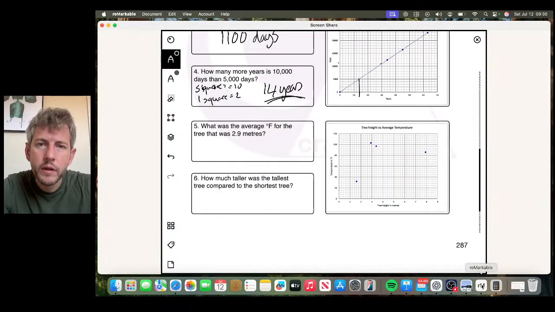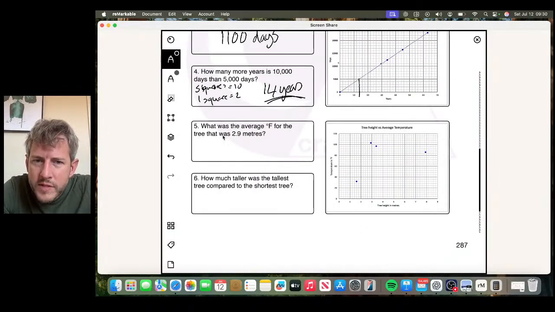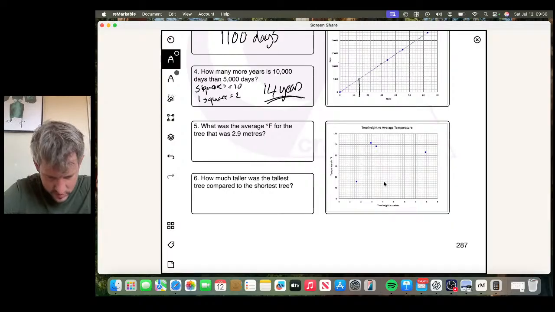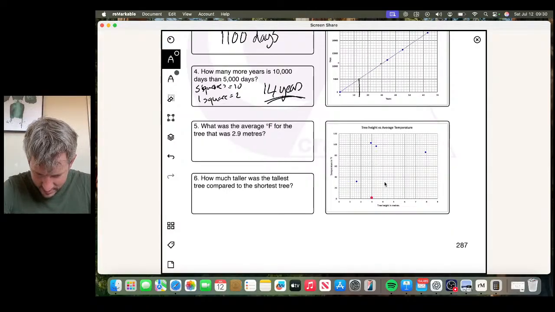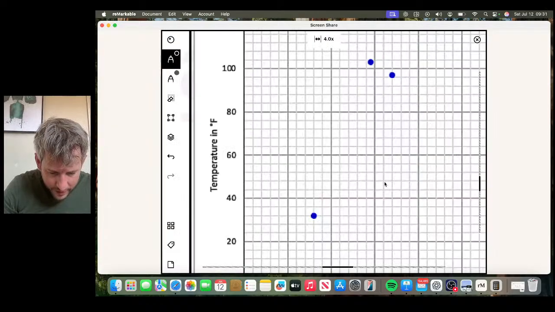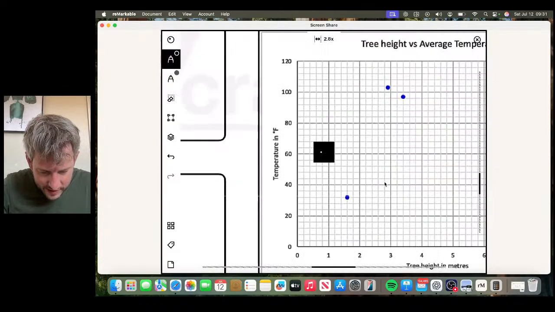Question 5. What was the average degree Fahrenheit for the tree that was 2.9 meters? Okay, right. Tree height versus average temperature. This must be like where they live or something. So tree height, 2.9 meters. Here's the 2.9 meter tree, and it looks to me like that is just below this line.